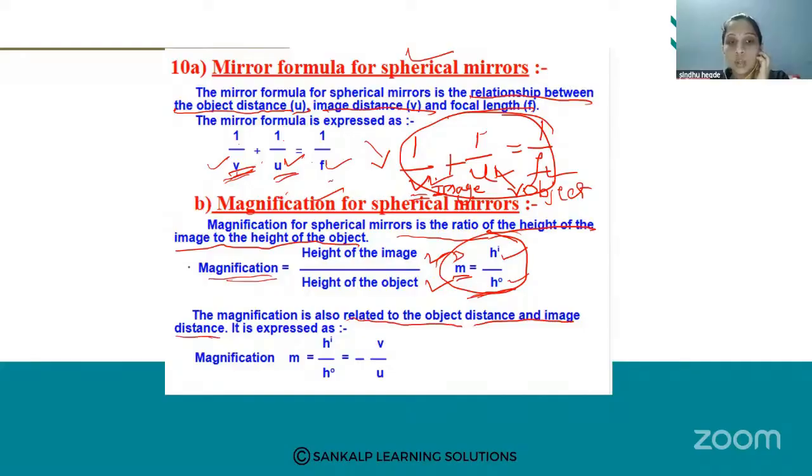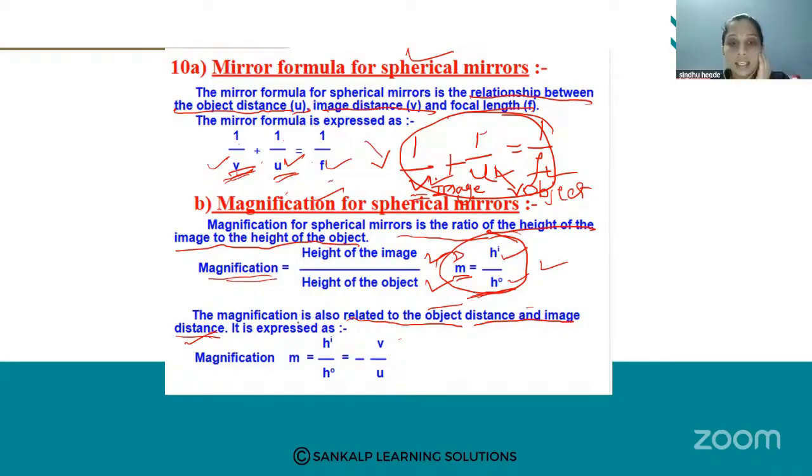Here two things you have to remember. One is magnification related to height of the image and height of the object. Again, it is related to object distance and image distance. Then how can we write this formula related to height? See, related to distance, height, we can write like this. Okay, m is equal to h_i divided by h_o.